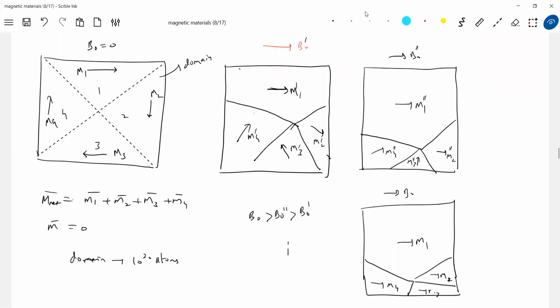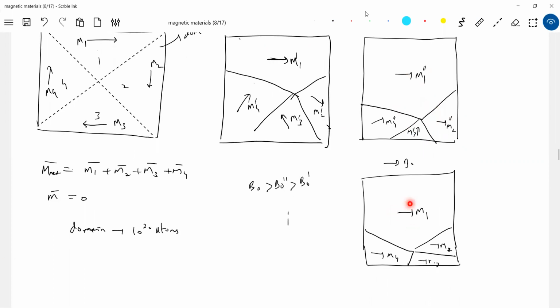As I keep on increasing the magnetic field, this domain one will force the other domains to align their dipole moment in the direction of the magnetic field, and also its dominance, its area, its size will increase. And at one instant what happens? All the domains will have the dipole moment in the direction of the magnetic field, and no further magnetization occurs. You increase B further.